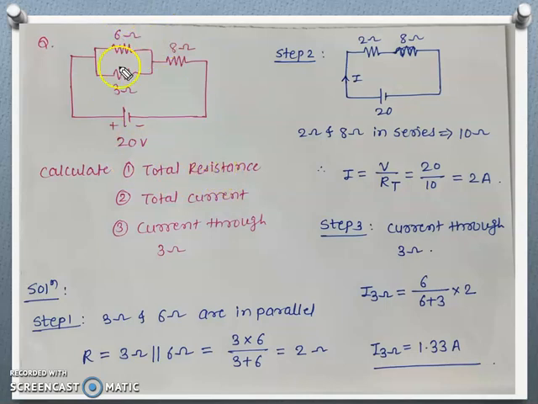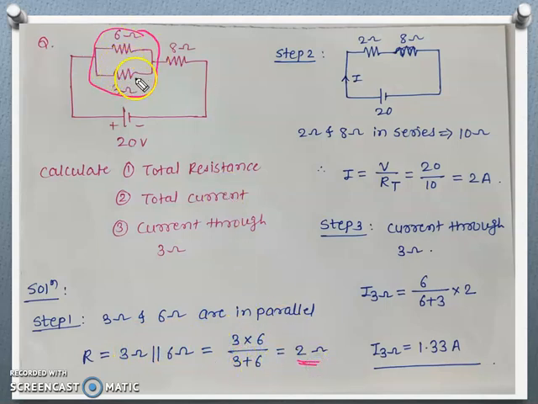This 6 ohm and 3 ohm are connected in parallel to each other. So what will be its equivalent? 3 ohm is in parallel with 6 ohm, so 3 into 6, that is R1 into R2 divided by R1 plus R2. 3 into 6 divided by 3 plus 6, we will get the value 2 ohm.